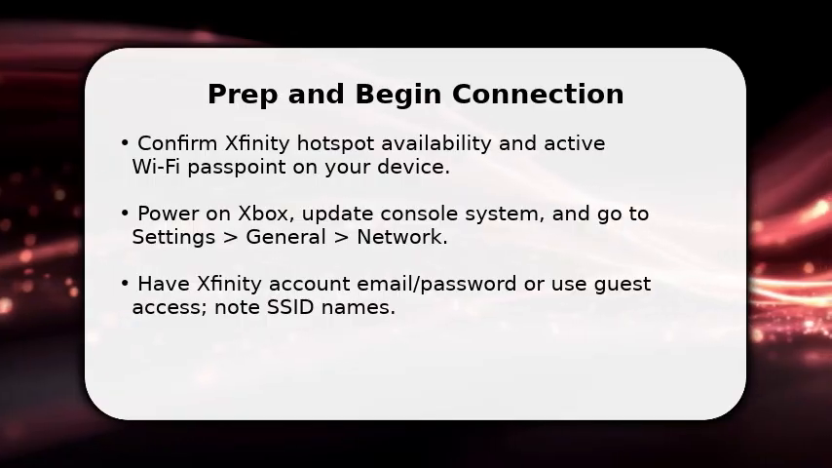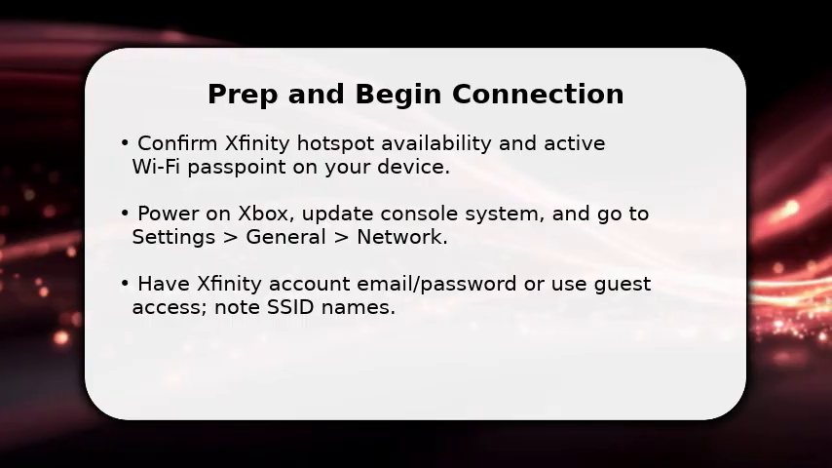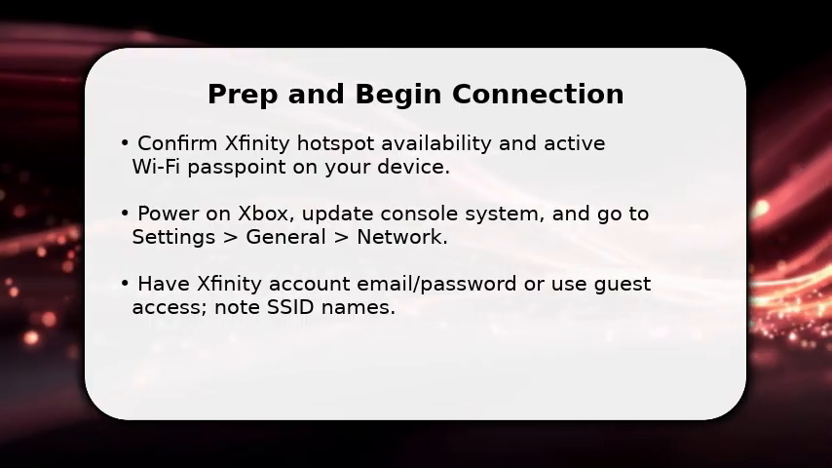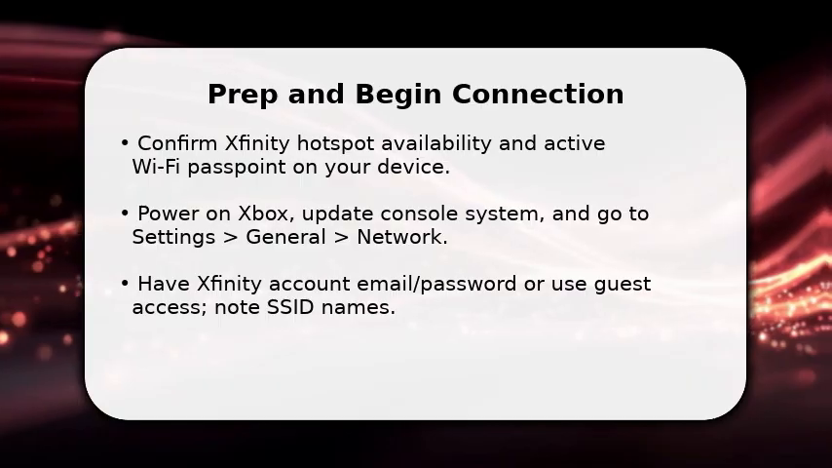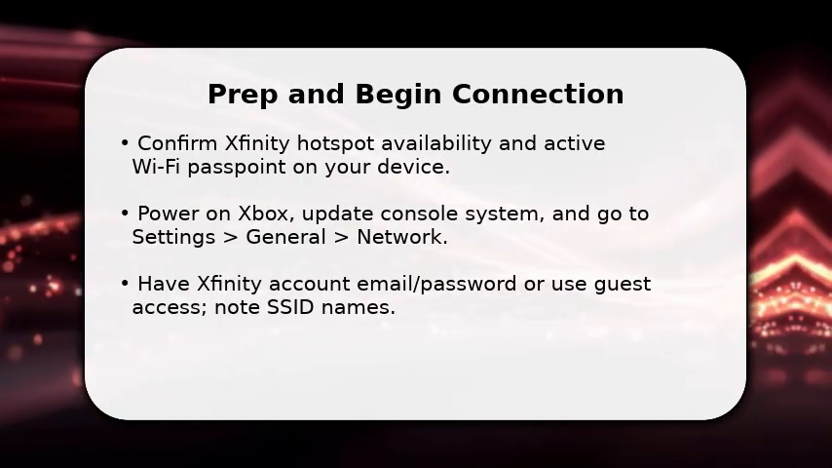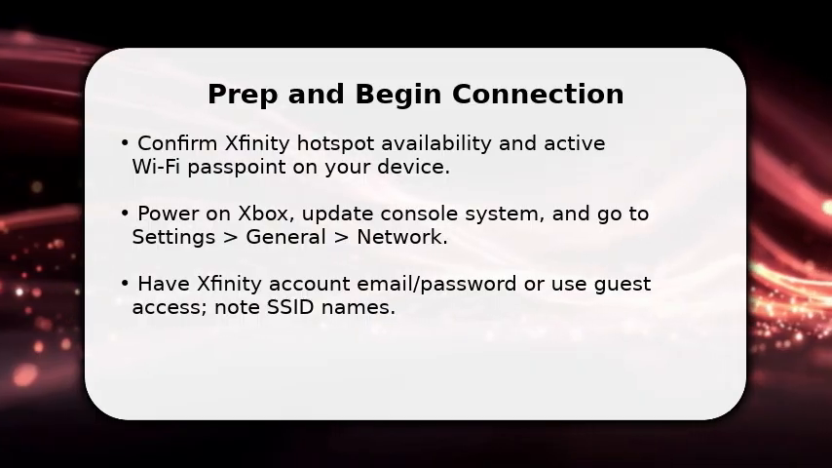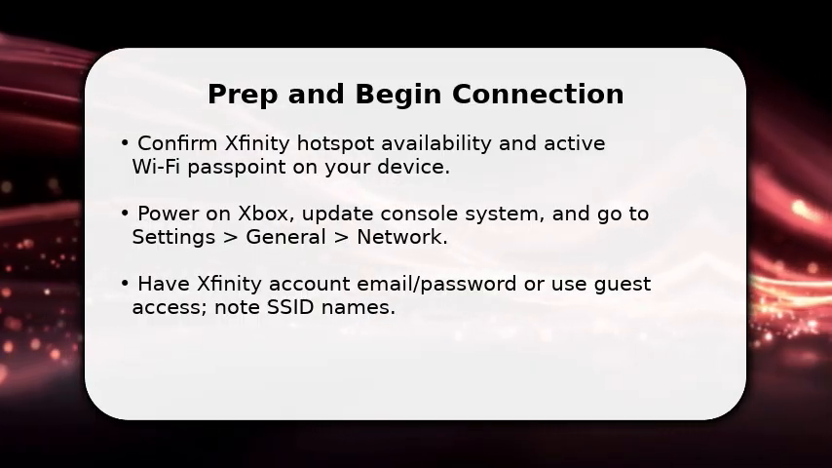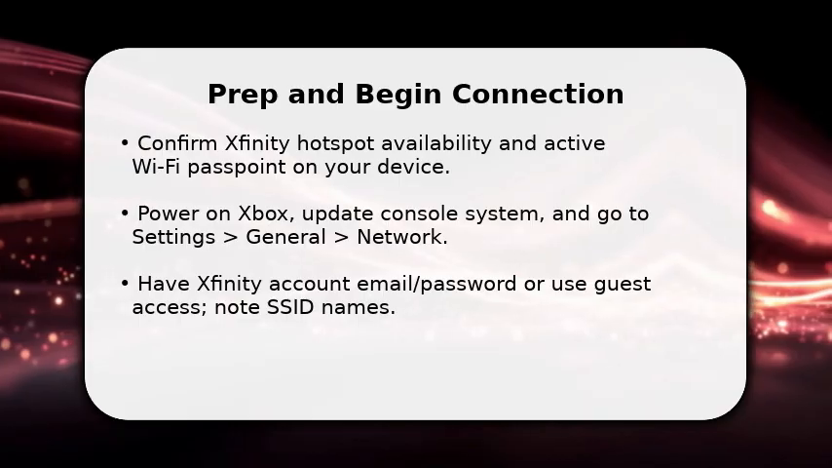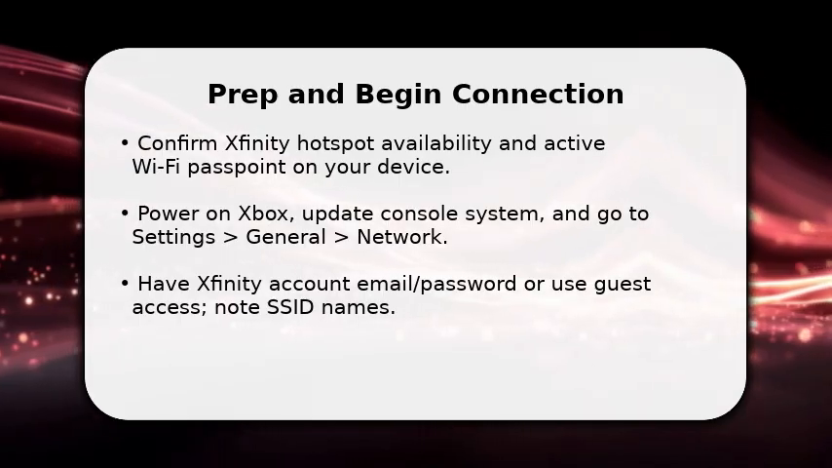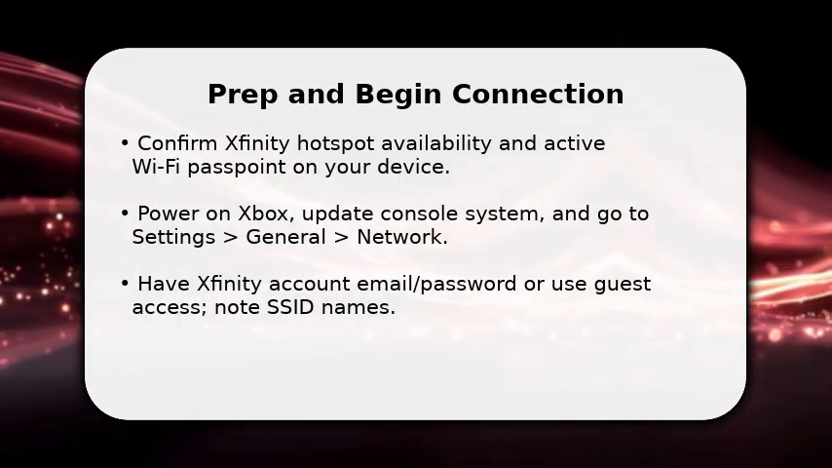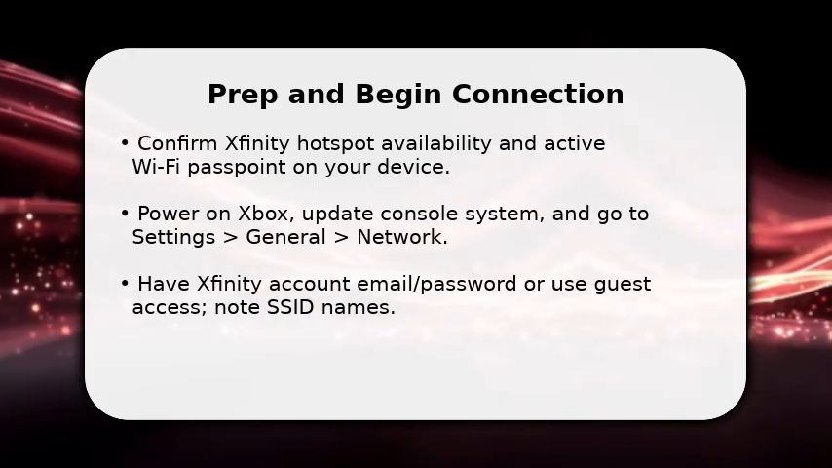You start by confirming the hotspot is active and your Xbox is updated. This prevents handshake failures. Next, power the console and open Settings, General, Network to check wireless scanning. You should also have your Xfinity account credentials ready or plan to use the guest portal. That way, when the Xbox finds the hotspot SSID, you won't be stalled entering details on a different device.